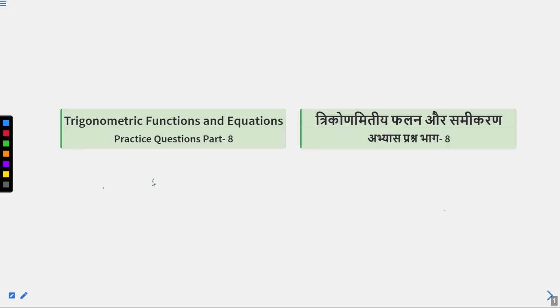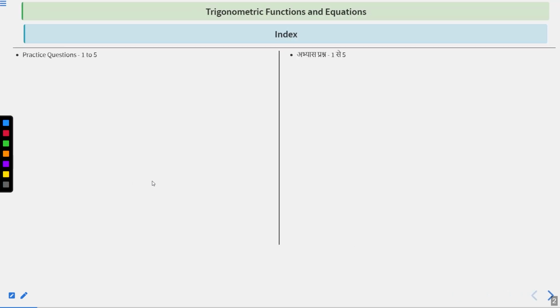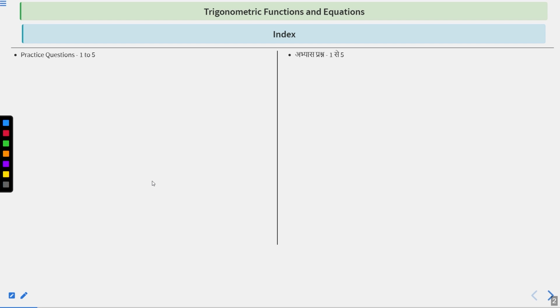In today's lecture, we will practice some more questions based on trigonometric functions and equations. We will start from question number 1.